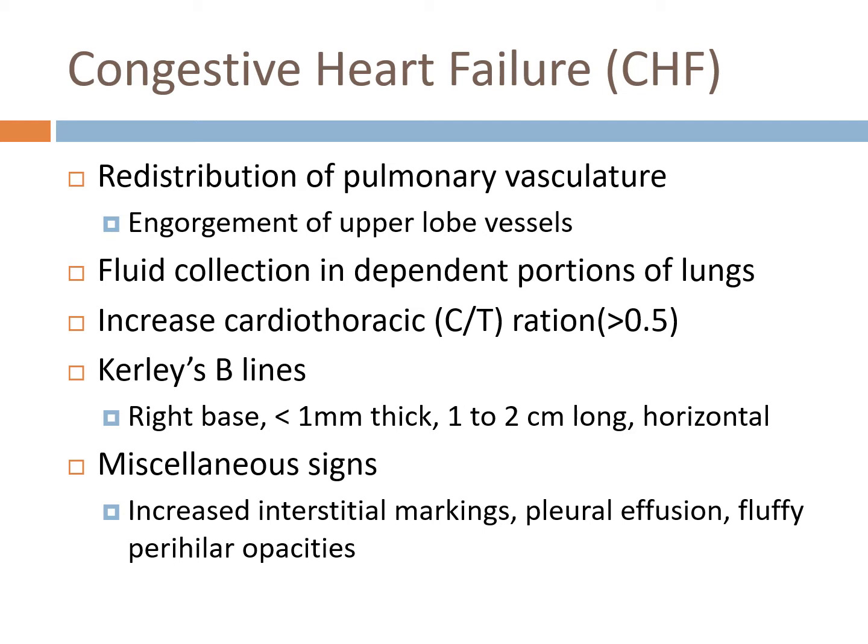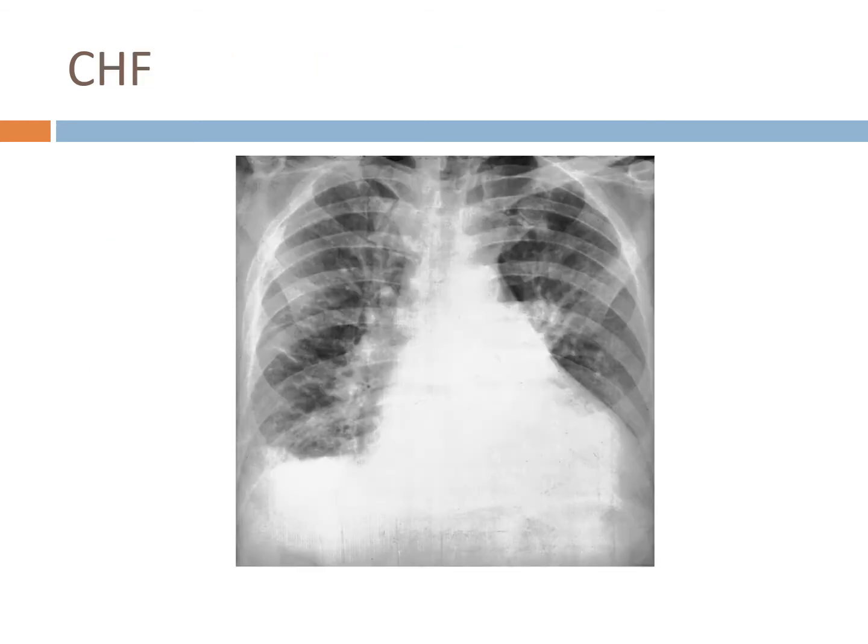Alright, so when we're looking at congestive heart failure, I want to go right to the picture of it, and I'll go through the narrative part while you're looking at the picture itself. Okay, so basically we have redistribution of pulmonary vasculature with an engorgement of the upper lobe vessels. Generally an X-ray is going to look kind of fluffy. They might call it fluffy. It looks wet basically. It has this fluffy kind of appearance to it.